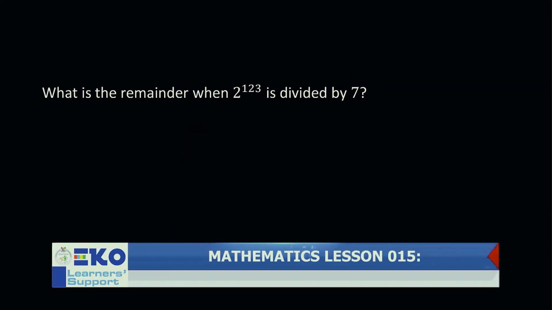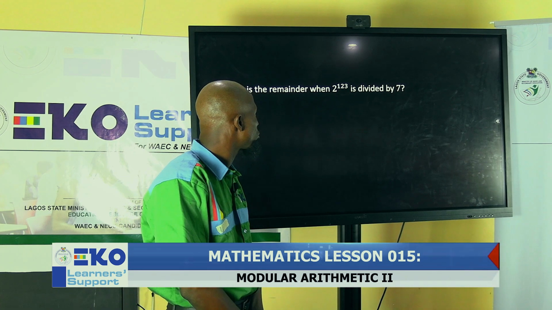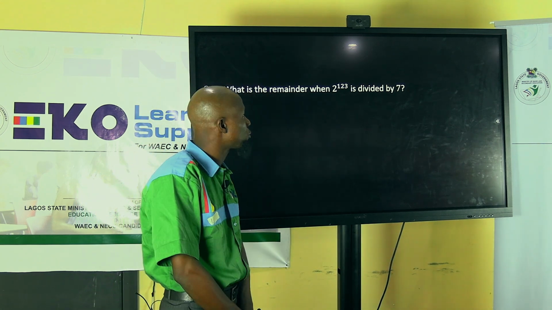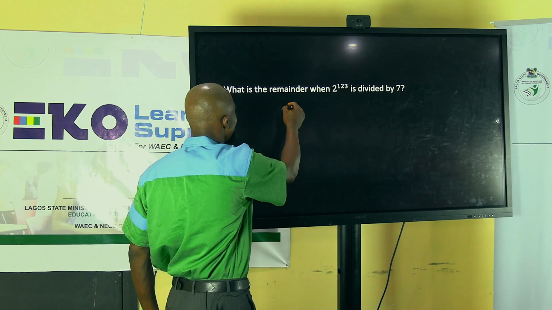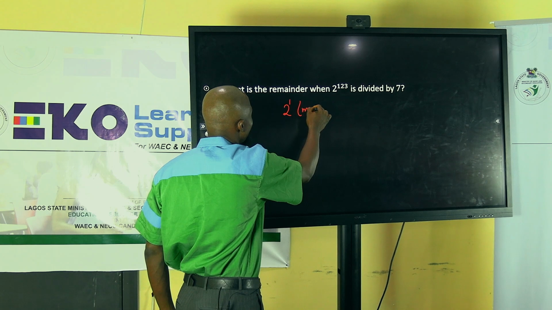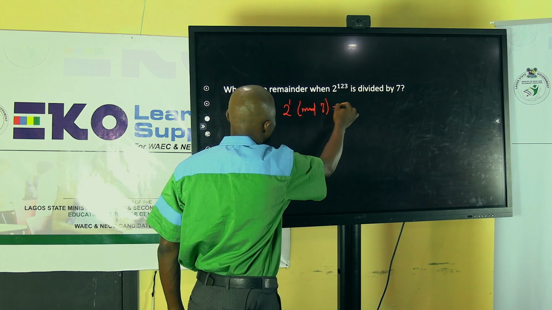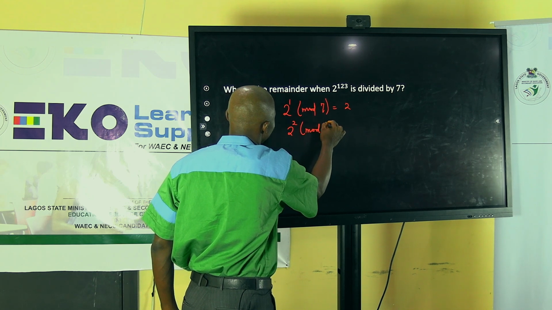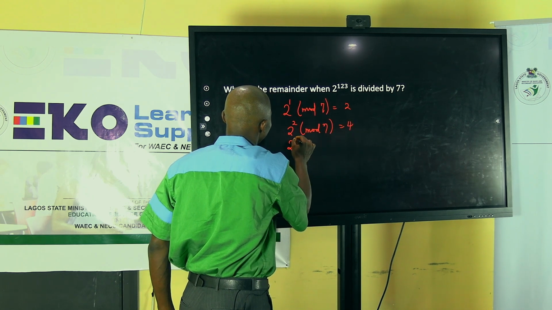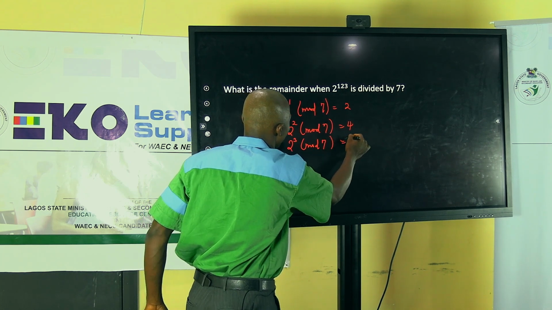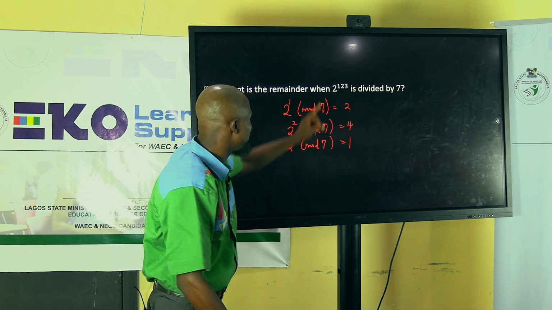What is the remainder when 2 raised to power 123 is divided by 7? Okay, so you also try to observe that too. 2 raised to power 1 modulo 7 is 2. 2 raised to power 2 modulo 7 is 4. 2 raised to power 3 modulo 7, that's 8, that will give us 1. Yes. Then these are the circle.